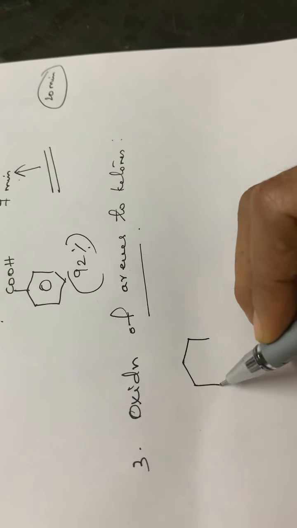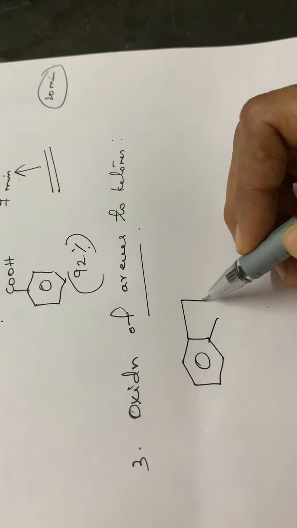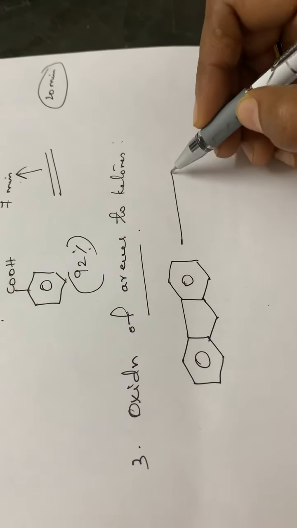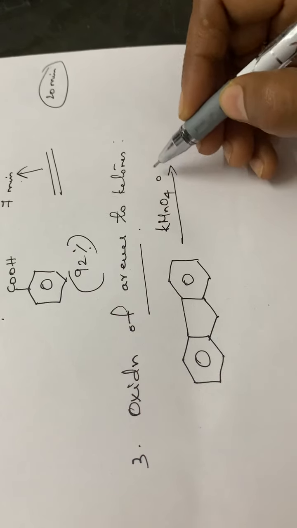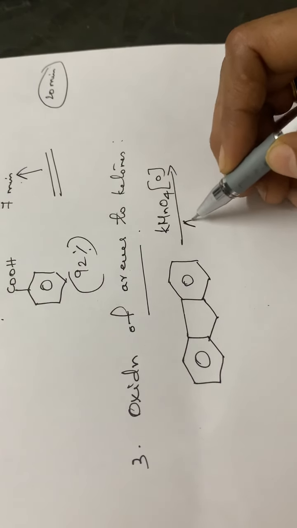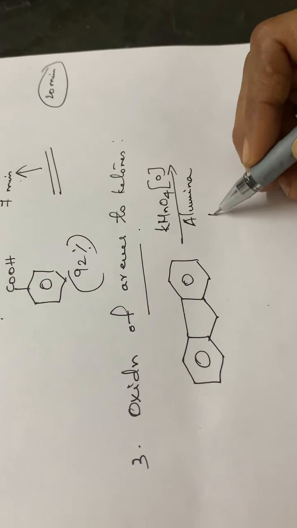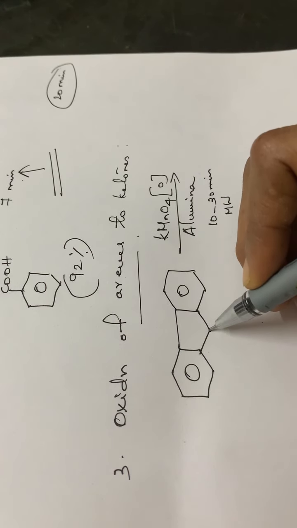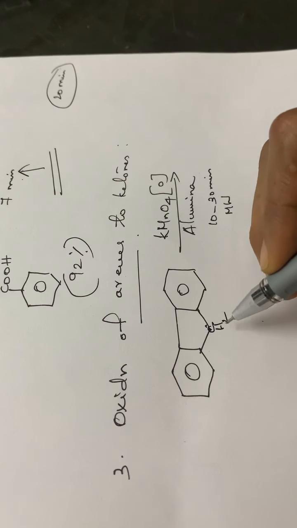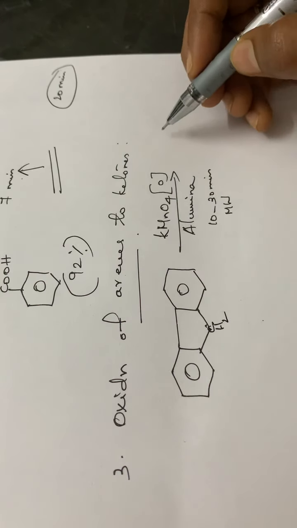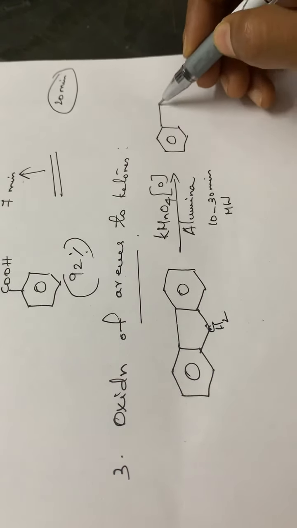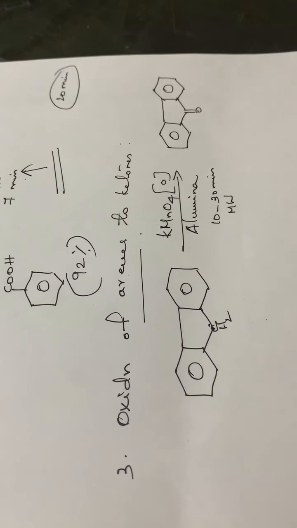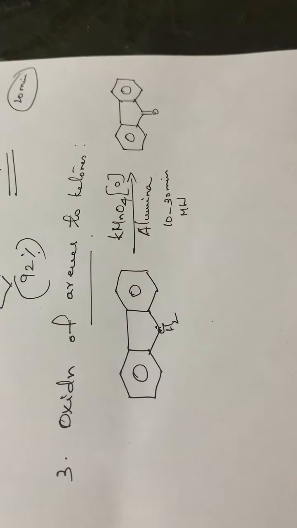Okay, so consider this particular compound C6H5, then a 5-membered ring in between two benzene rings. So this is an arene, and since it is an oxidation reaction, it will be carried out in the presence of KMnO4 on alumina, potassium permanganate on alumina. The time taken will be 10 to 30 minutes, microwave assisted synthesis. The CH2 group here has a carbon atom and 2 hydrogen atoms, isn't it? So the CH2 group is converted to CO group after the reaction. So the product will be like this: double bond O, then again a benzene ring. So this is the oxidation of arenes to ketones.